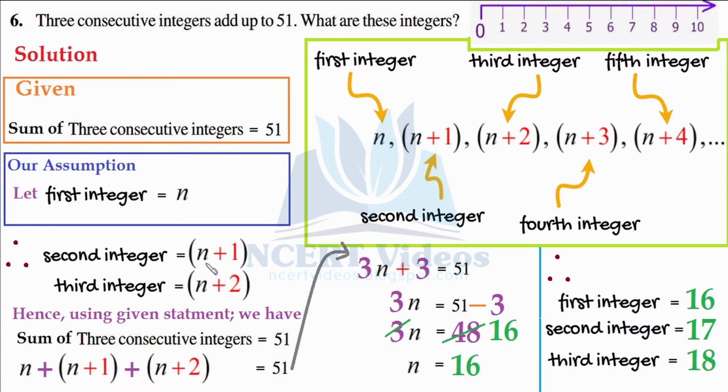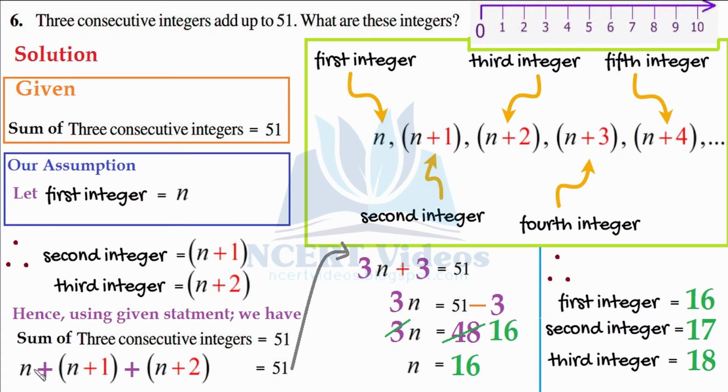Just writing the assumed values. First integer is n, that is our assumption. Second is n plus 1, third one is n plus 2, and this plus symbol means they are getting added up, and that equals 51. Therefore, it is an equation. Now it's just a matter of finding the value of n. These brackets are just to avoid confusion.